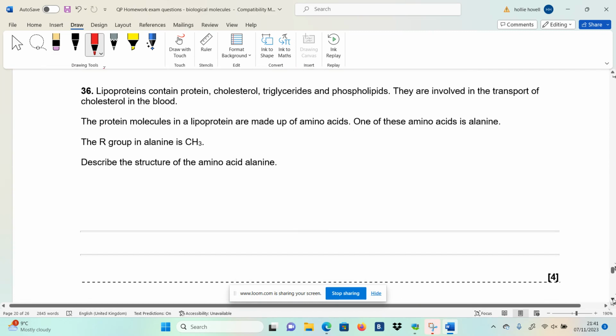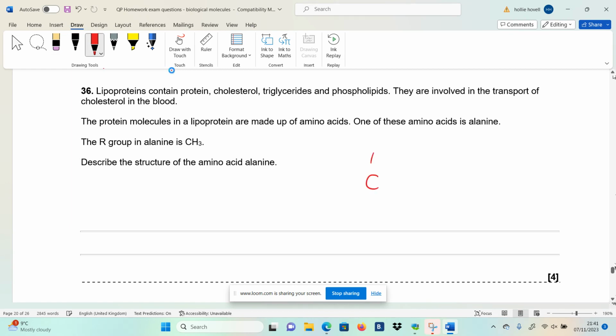Lipoproteins contain protein, cholesterol, triglycerides, and phospholipids. They're involved in transporting cholesterol in the blood. The protein molecules in a lipoprotein are made of amino acids. One of the amino acids is alanine. The R group of alanine is CH3. Describe the structure of alanine. Right, it's given you a space. If you've got a space, you can use it. You can do a drawing before you do your description.